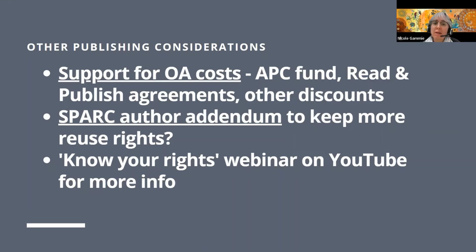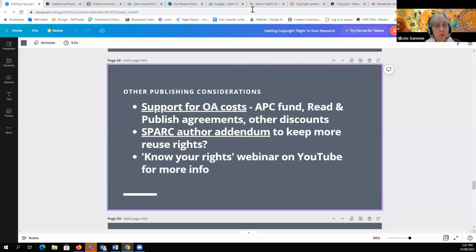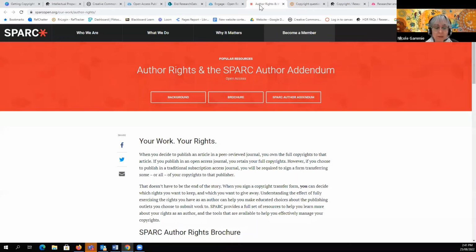Another thing to think about is that you might want to keep more reuse rights. There's nothing to say that you can't investigate on the Spark Author Addendum website what other options you may be able to get. So if you want to publish in a repository, in terms of signing a copyright away, publishers might be a little bit reluctant to do some of this sort of stuff. So you can actually ask them to make sure that you can do that.